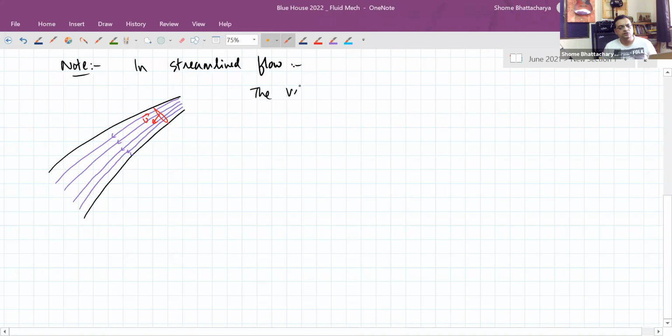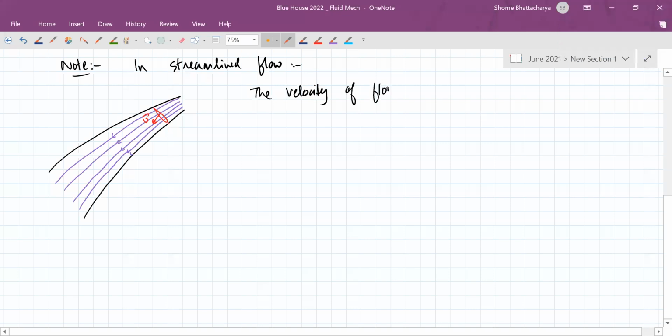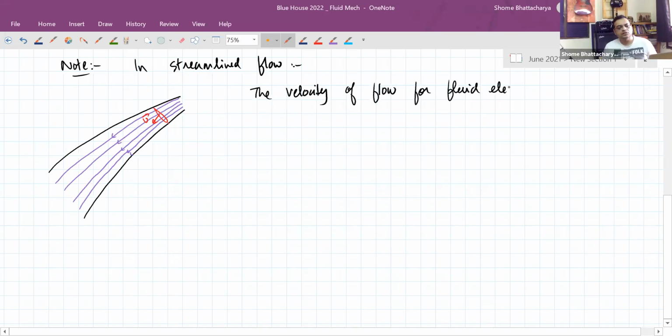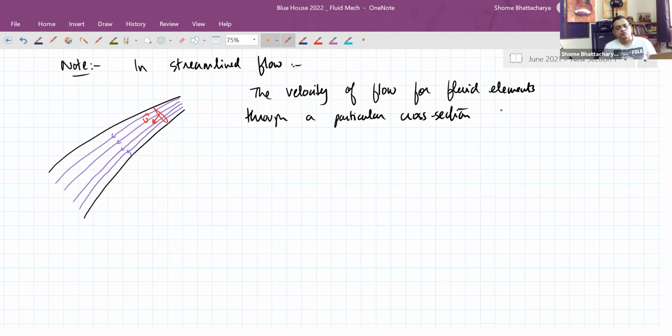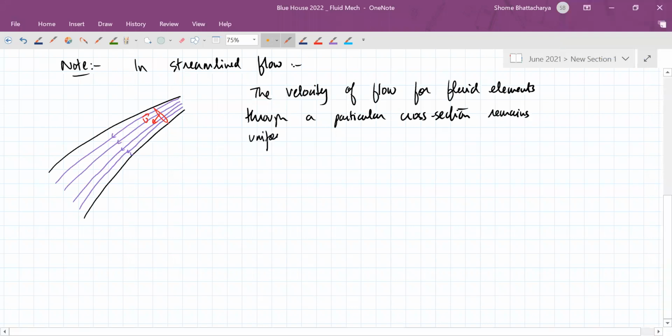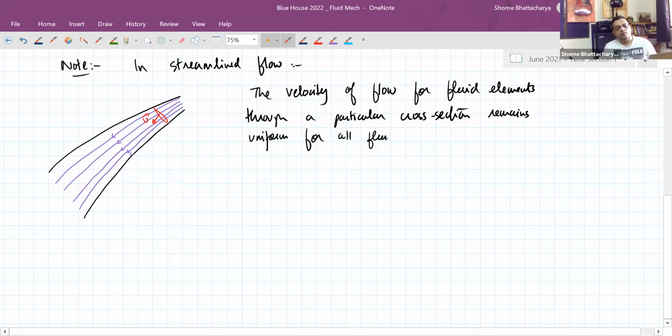So the velocity of flow for fluid elements through a particular cross section, okay, remains uniform for all fluid elements at the given cross section and at all instants of time, or you can say at any arbitrarily chosen instant of time.